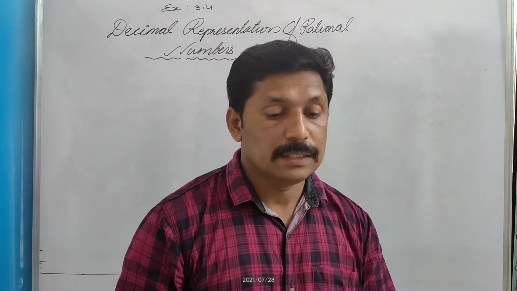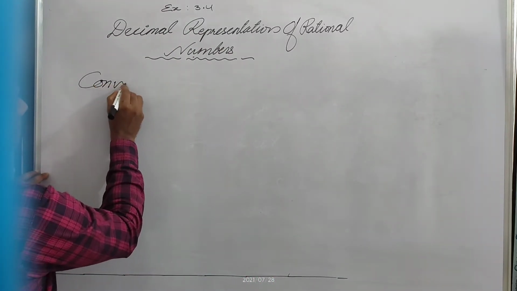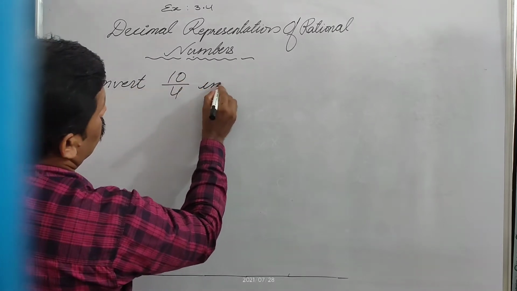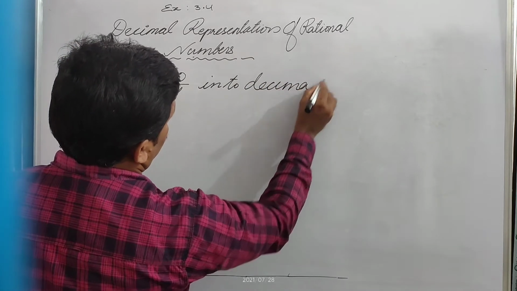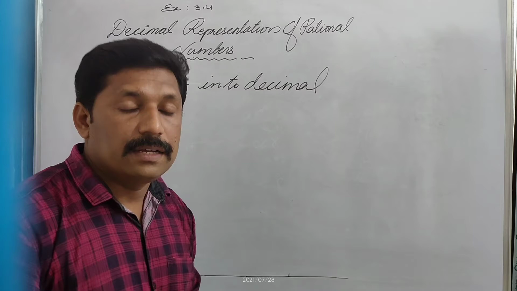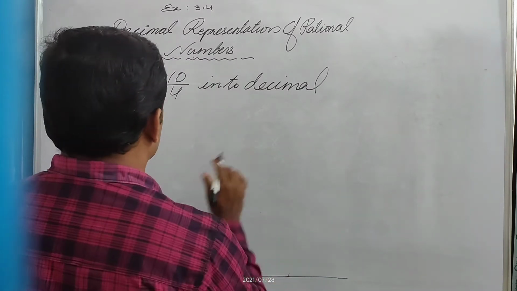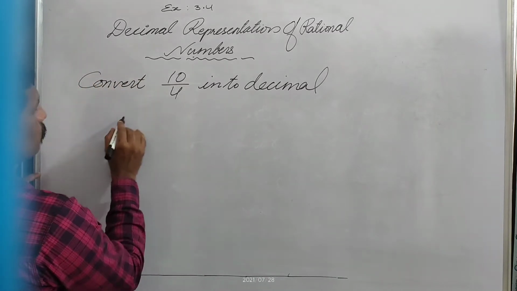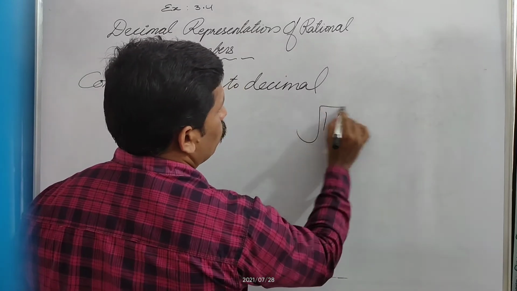This we can see with the help of an example. Convert 10 upon 4 into decimal. As I told, we have to divide the numerator by the denominator. So I am writing 10 upon 4 here, and then dividing 10 divided by 4.